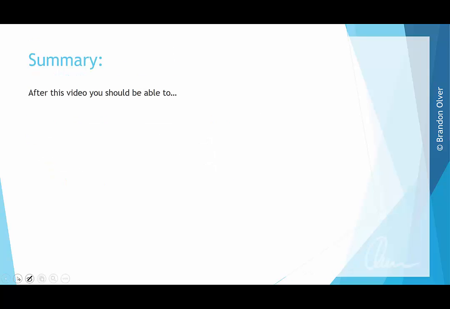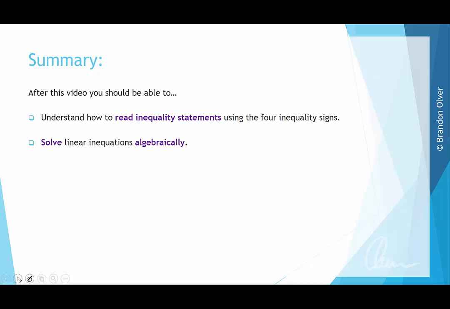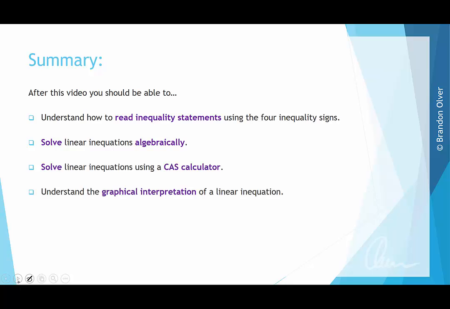After this video, you should be able to understand how to read inequality statements using the 4 inequality signs. You should be able to solve linear inequations algebraically by hand. You should be able to solve linear inequations using a CAS calculator. You should understand the graphical interpretation of a linear inequation. And you should be able to show inequalities on a number line.